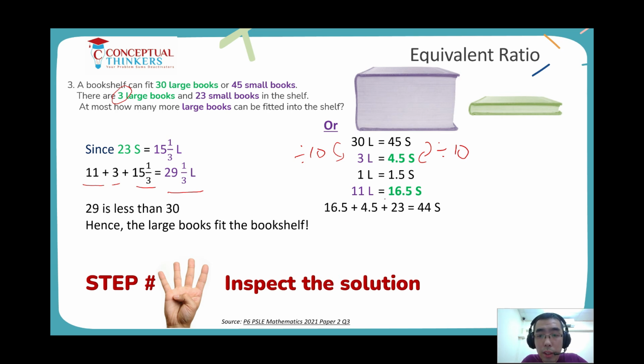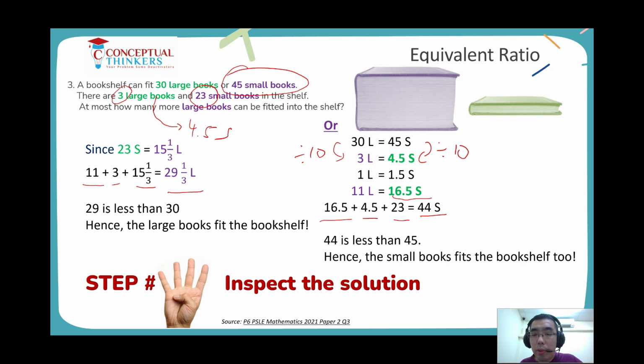So if we take 16.5 and we add 4.5, because these 3 large books will be equal to 4.5 small books, right? And we add the initial 23 small books. So we take 16.5 plus 4.5 plus 23, then we only get 44 small books, and we can still put into the space because 44 is still less than 45. So this is how we check whether our answer makes sense, and to ensure that our answer is correct.